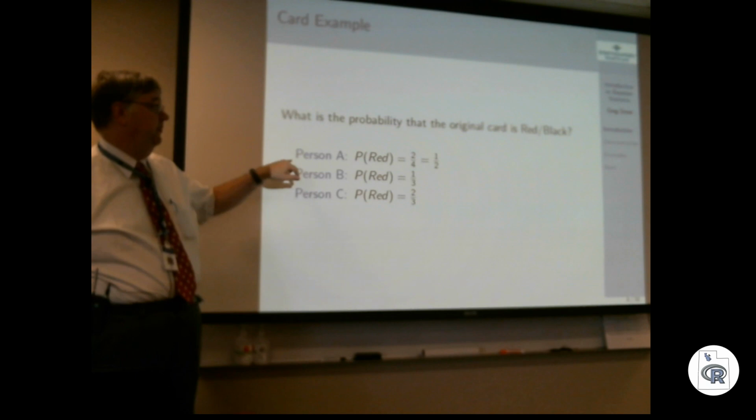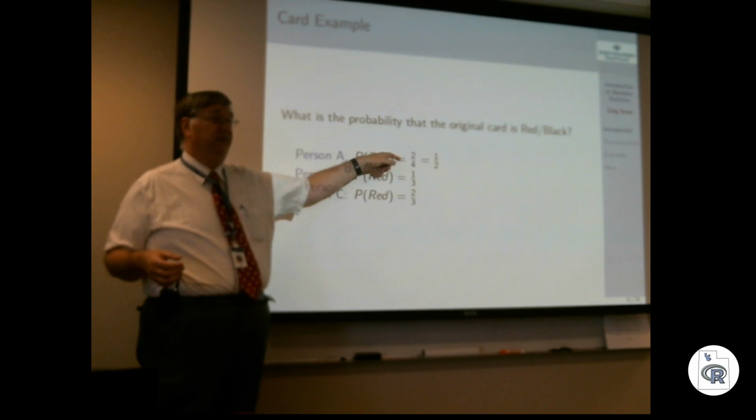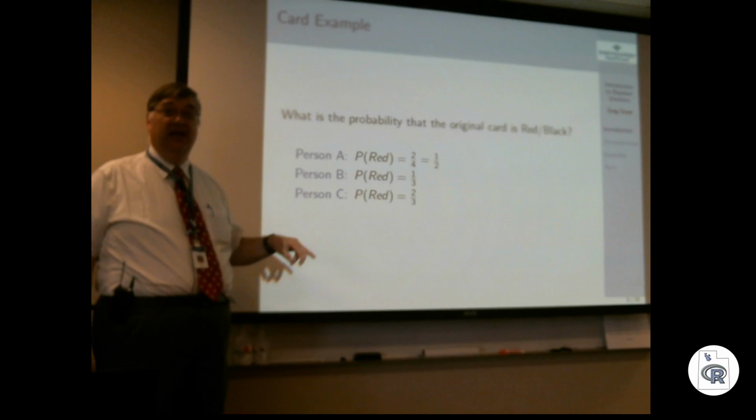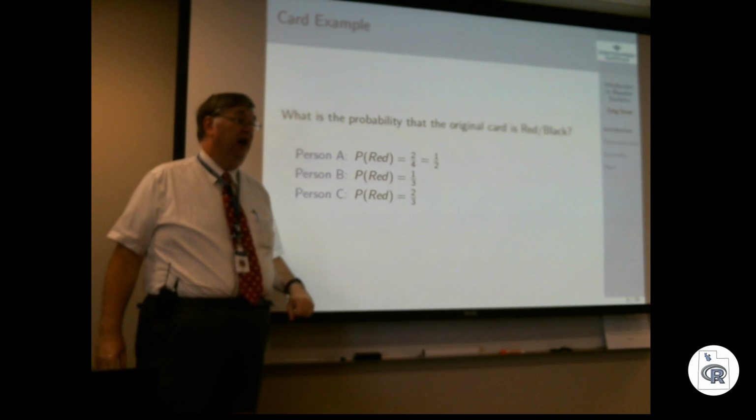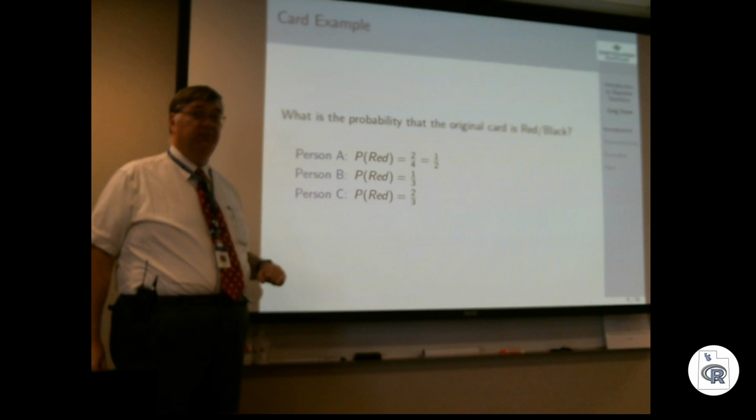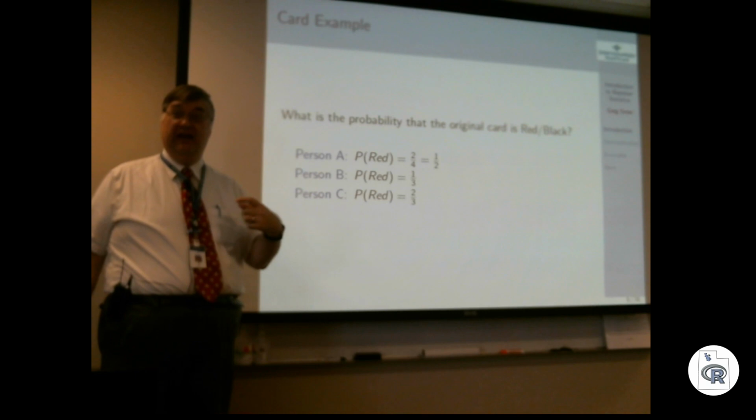So to person A, using just that information, they haven't seen anything additional. They knew that two of the cards were red, two of the cards were black. So two out of four is the same as one half. And so their probability would be about one half. Person B, however, saw that one of the remaining cards was still red. So they know that there's only one remaining red card out of three that we don't know about. And so they would probably say the probability is about one third. Person C, who knows one of the remaining is black, and so he knows there's two possibilities for red out of three cards, would say two-thirds.